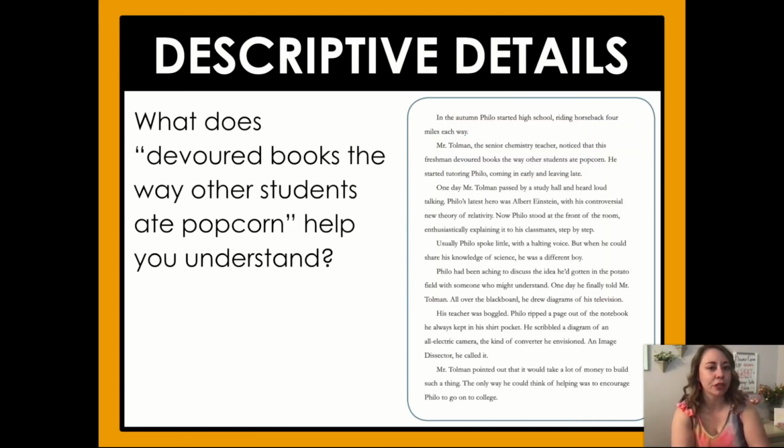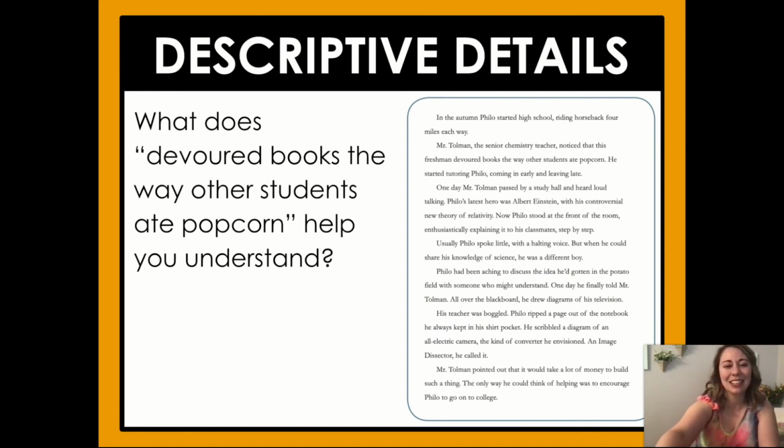All right, what does "devoured books the way other students ate popcorn" help you understand? Remember, it says in the second paragraph here, Mr. Tolman, the senior chemistry teacher, noticed that this freshman devoured books the way other students ate popcorn. He started tutoring Philo, coming in early and leaving late. So again, let's think. They were talking about Mr. Tolman, his teacher. He says he devoured books. And we remember that devoured means to consume quickly. Consume either means to take in or to eat. So if he devoured books, that means he read them quickly, the way other students ate popcorn. So what does that tell you about Philo? Right? He's very eager to learn. He likes to read.